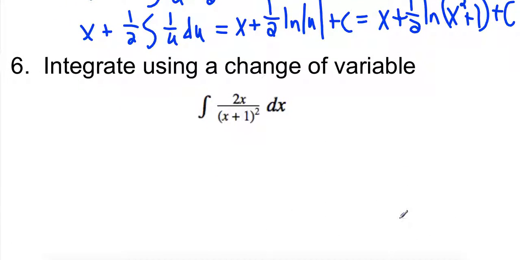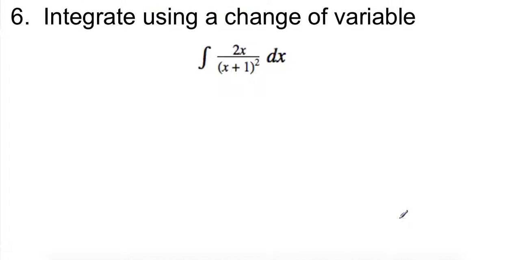Number 6. Our directions are to integrate using a change of variable. That means a u substitution. We have a couple options here. We could FOIL out the bottom and just do that as u, or we could do the function within a function. I'm going to do it this way because I think it's the way the book does it. They let u equals x plus 1. But if you wanted to FOIL out the bottom and try it a different way, then I'm fine with that. du is just going to be 1 dx. So we're able to replace this with a u.